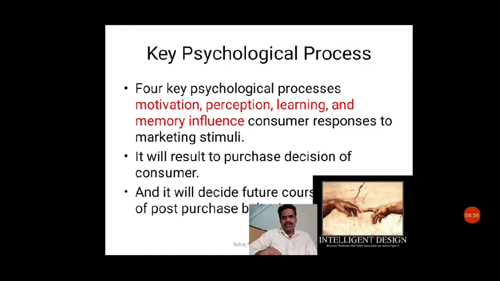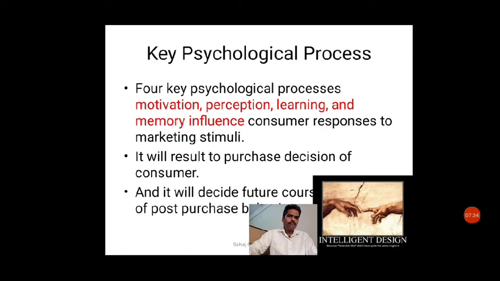What are the key psychological processes? These are the aspects that are important for key psychological processes in the consumer market: motivation, perception, learning and memory influence. Motivation, as I've told, is somewhat the driving force that would impel you towards buying or not buying some product. Perception is some of the thoughts that would be predetermined in our mindset, and on that basis we'd have some idea about a product or brand.